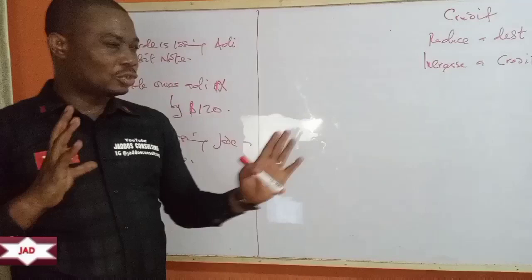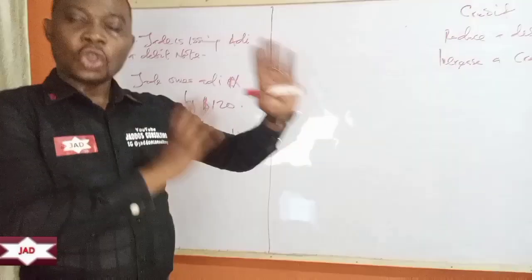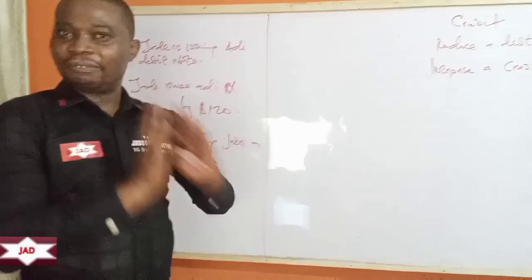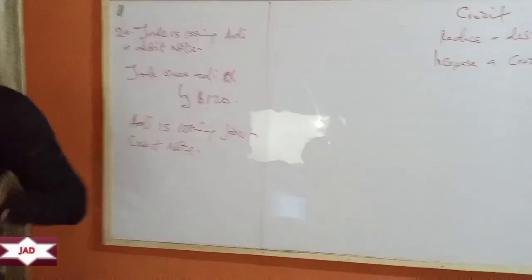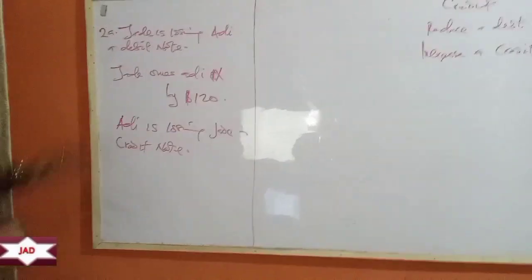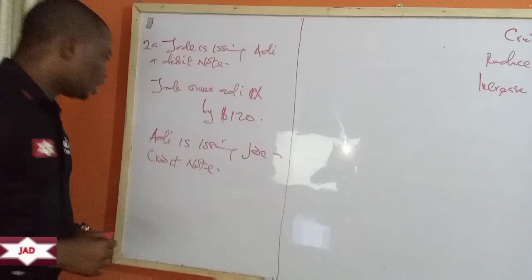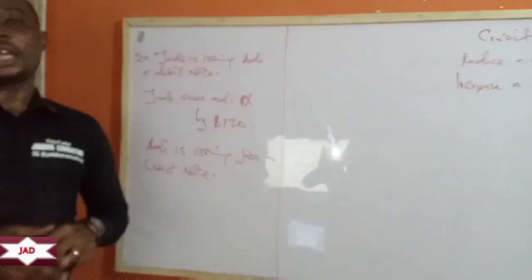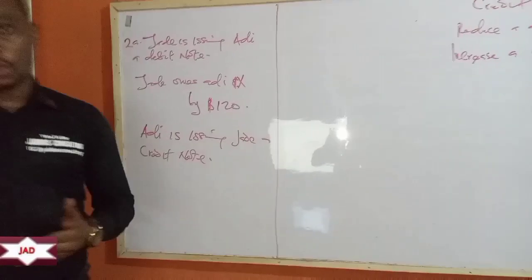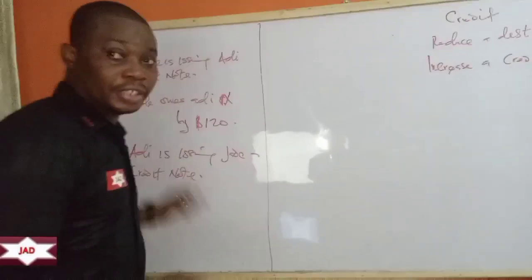Perspective. Remember, there are two perspectives here. If a customer or a client is crediting a vendor, it's expected that in the vendor's book, the vendor will be debiting the client. You have to understand that perspective. So basically, Adi is issuing Jade a credit note to correct the overcharge due to the returns, or to reduce what Jade is owing in his book.